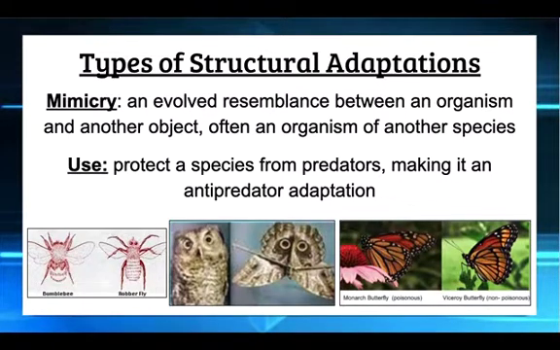So if we look at the bottom, one of these examples is the monarch butterfly and the viceroy butterfly. Both look identical. One is poisonous, one is non-poisonous. The viceroy butterfly is thought to have adapted over time to look like this poisonous butterfly to fend off predators.